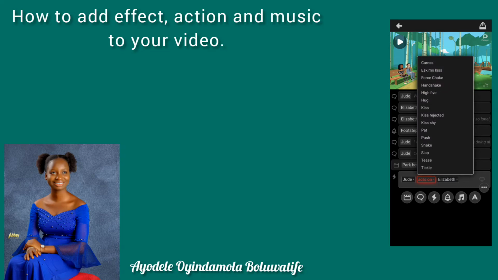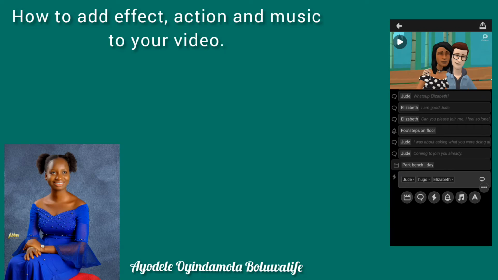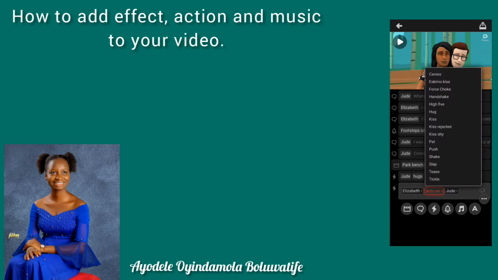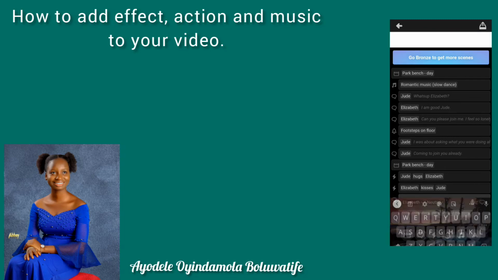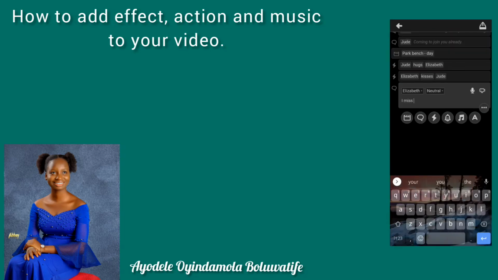And after that, now we have an icon beside that looks like an alarm. You click on it. That is a gesture symbol. You can decide to make them kiss, make them hug, make them do a handshake. Anyone you want, you can decide it with that gesture. That is all about all the icons we have in Plotagon. Like that, add your comments, and you're good to go.